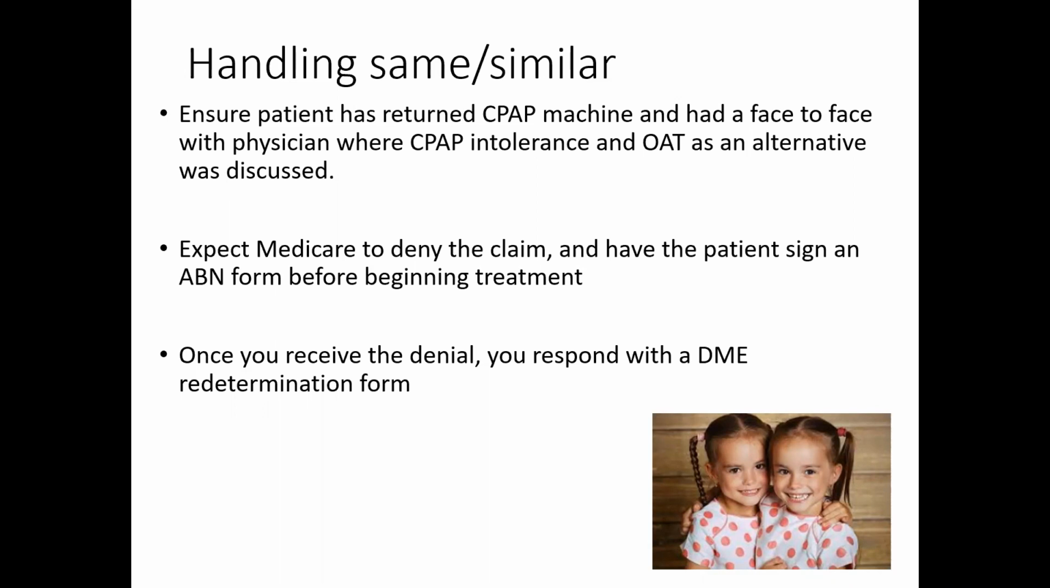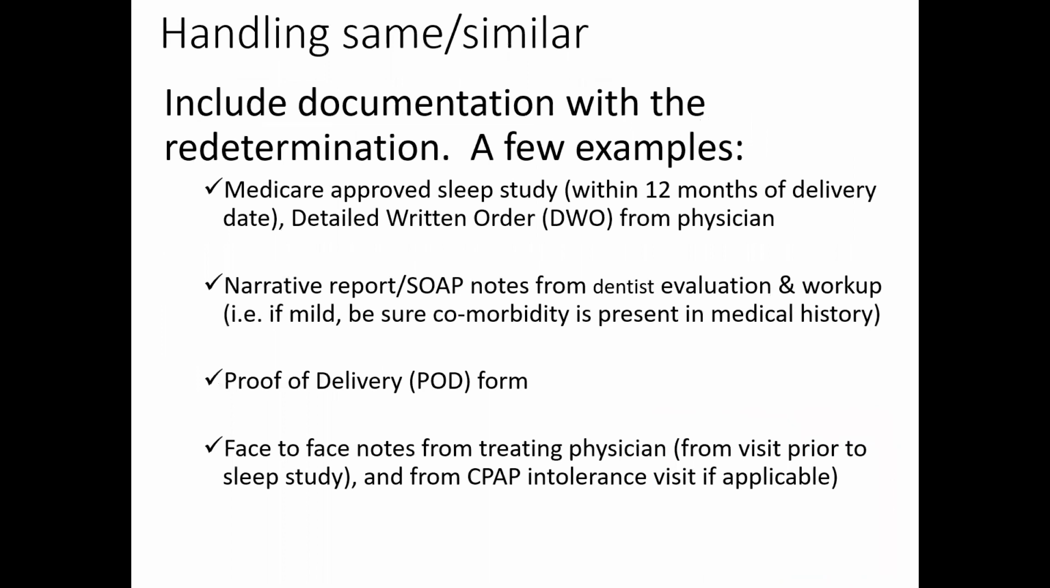Now, once you receive the denial from Medicare, that's when you're going to respond with an appeal to it, or what Medicare calls a redetermination. Whenever you send in the redetermination form, you're going to have to include some supporting documentation, just like with a lot of things in medical insurance. So some things that you're going to need to include, for example, the copy of the sleep study. And for Medicare, that does need to be within 12 months prior to the delivery date of the sleep appliance.